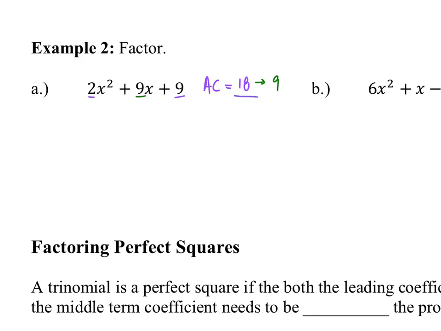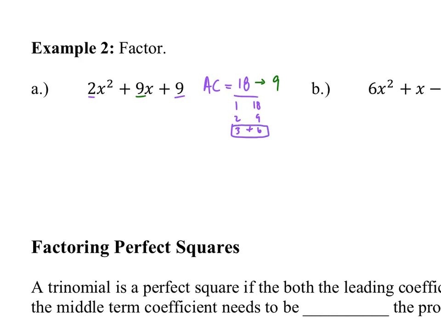And some of you might jump right on that. If you know that, great, otherwise you need to start listing them out. 1 times 18, not going to give me 9. 2 times 9, won't give me 9. 3 times 6, ooh, there's a 9. All right, so I need a positive 18 and a positive 9, so I can just add 3 and 6.